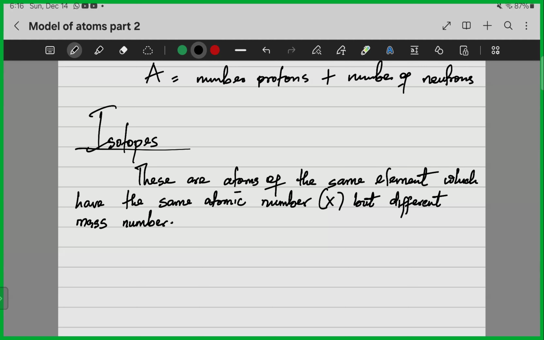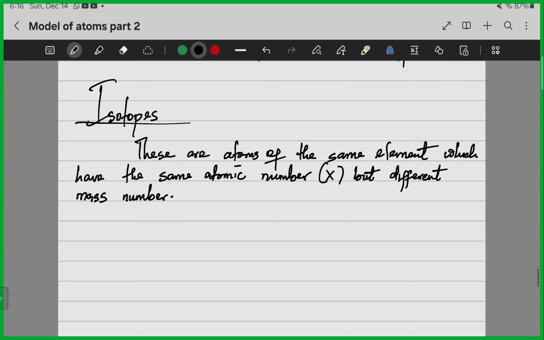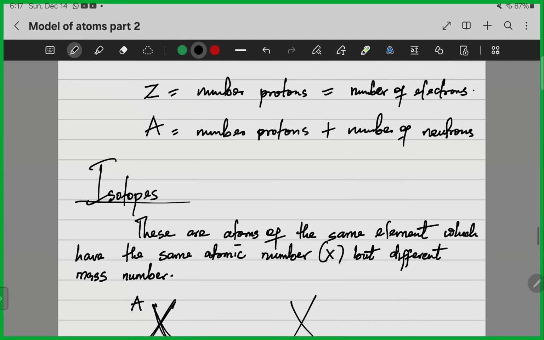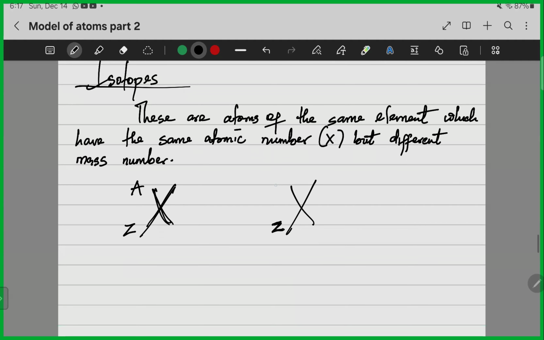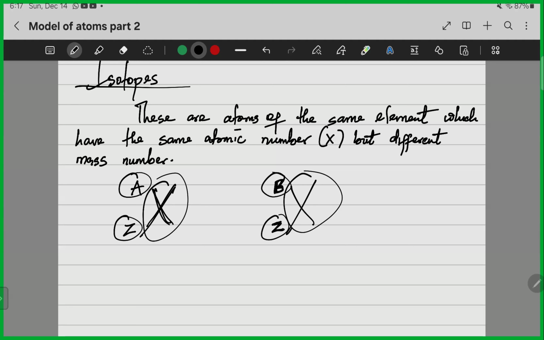So the idea here is that you can have an element that has A, Z, and that same element has the same Z, that is the same atomic number, but another A, a different kind of A. Maybe let's say B. Let's have B here. So Z is the same thing, the element is the same thing, but the mass numbers are not the same. And what causes that?